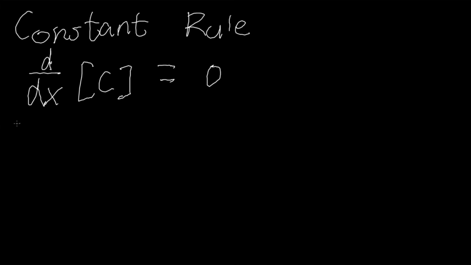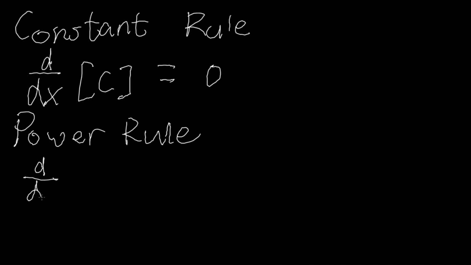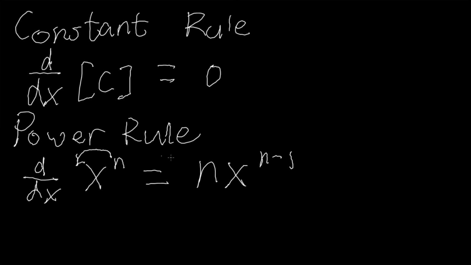Now, the next rule, we have the power rule. This is also pretty simple because the derivative of, for example, x to the power of n will equal n times x to the power of n minus 1. So you kind of see a pattern here, right? You bring the n to the front, and you minus the power by 1, like you see here.